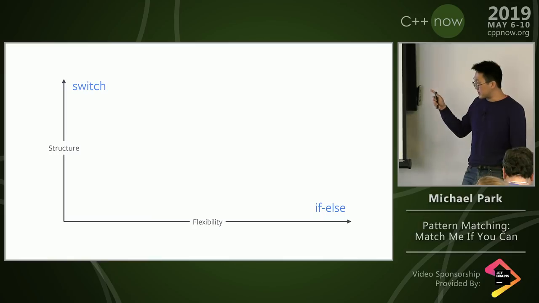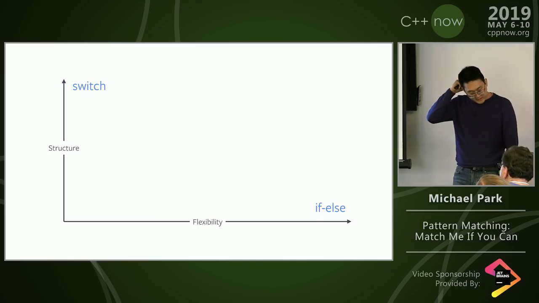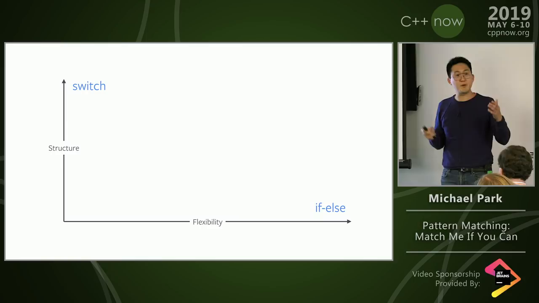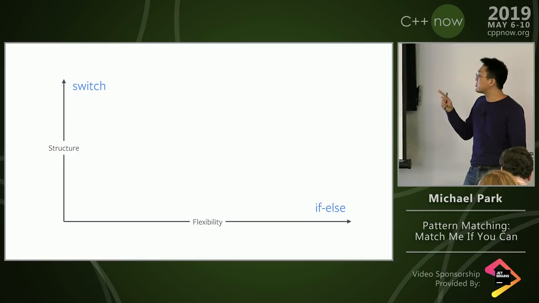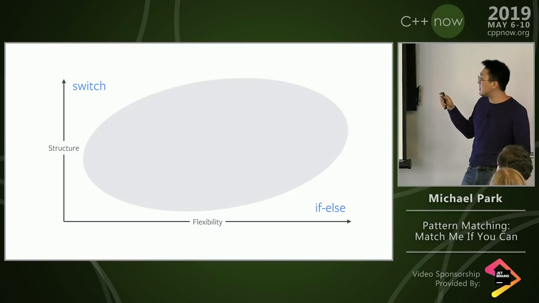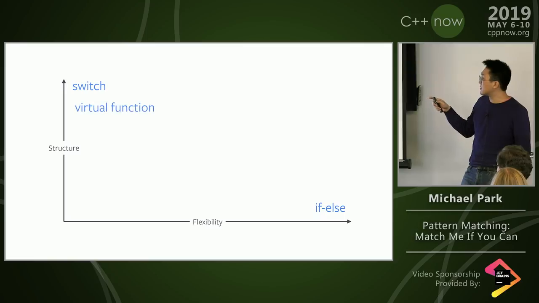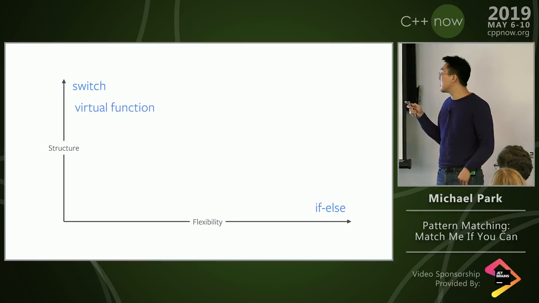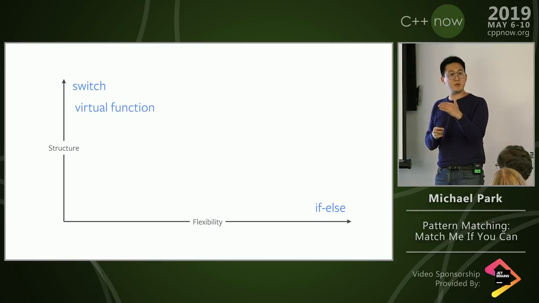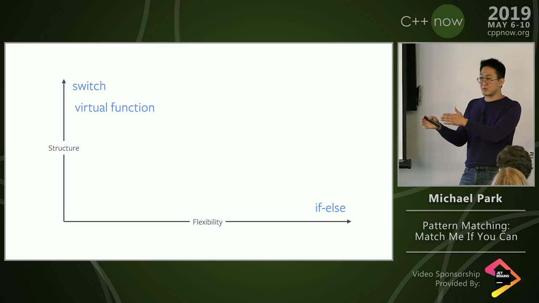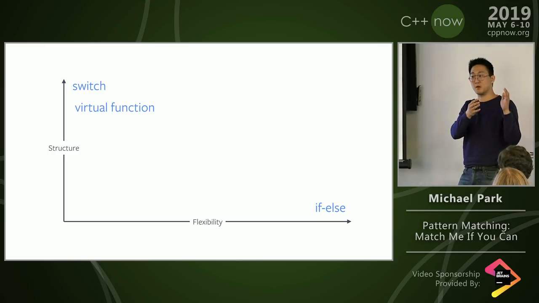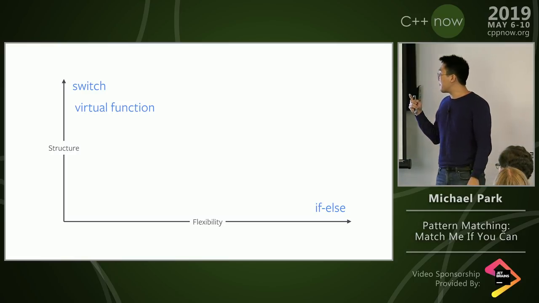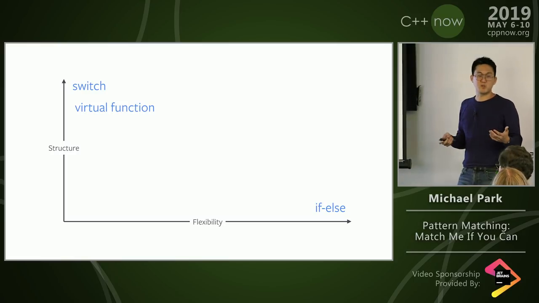So this is what I would describe as the selection power spectrum, accounting for two factors. One is structure, and the other is flexibility. And we have other options in the middle here, but there's a big gap, right? We mentioned virtual functions already. It's pretty structured in the sense that the derived implementations are still associated with the base class virtual functions, so there's some structural association there. But it's still not all that flexible because you can only use it for a single hierarchy.